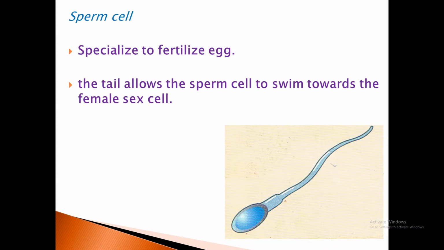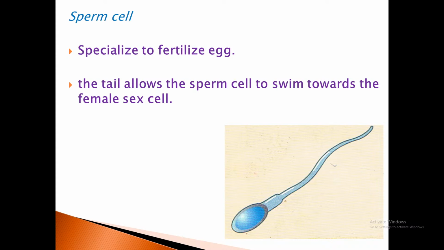And the sperm cell, you will not find sperm cell in a female. You will only find sperm cell within a male. So the main function of the sperm cell is to fertilize an egg, and that egg of course will be released or come from the female body. Understand? So in terms of function, for the first pointer there, they are specialized to fertilize eggs.